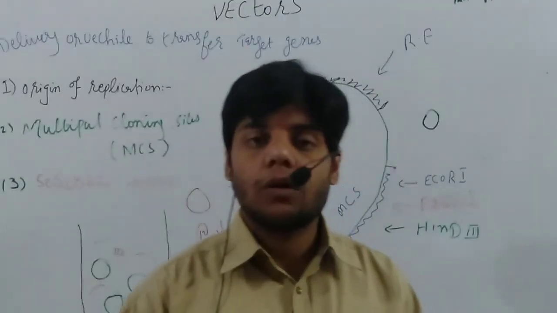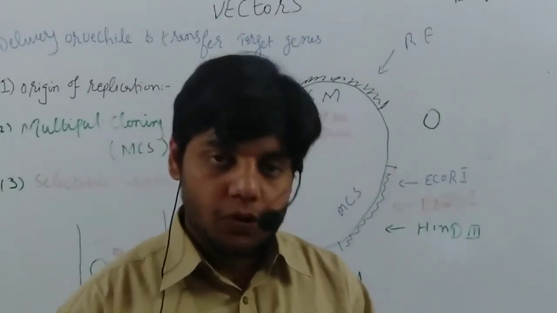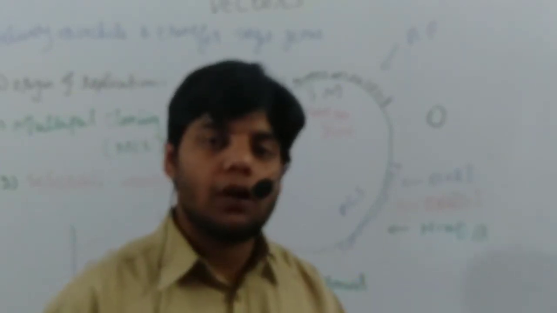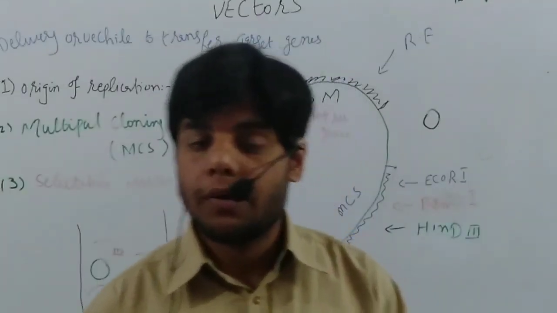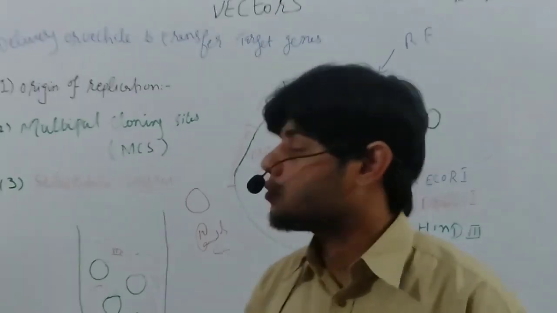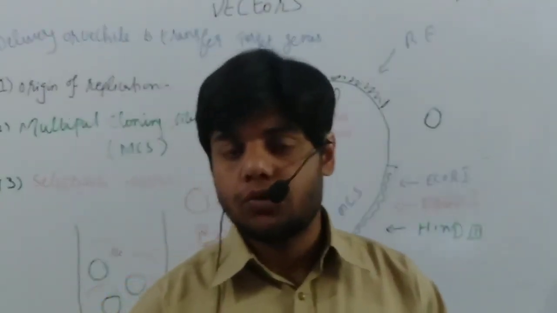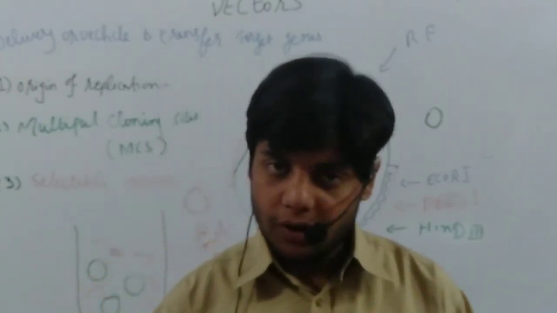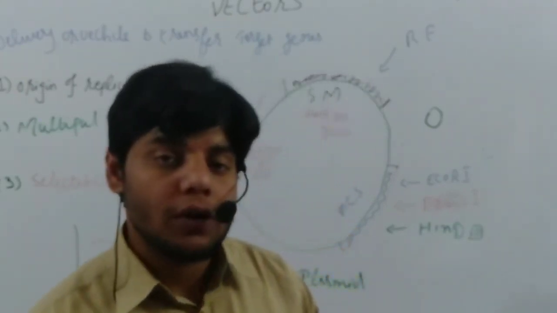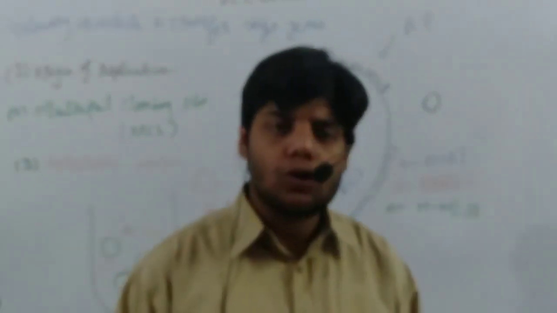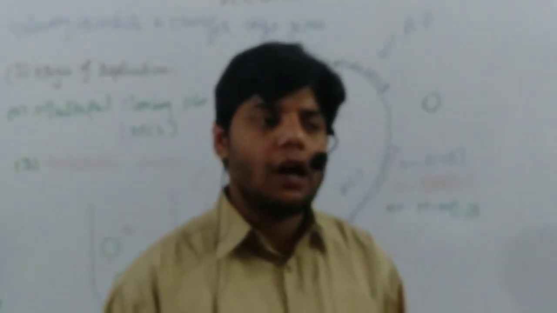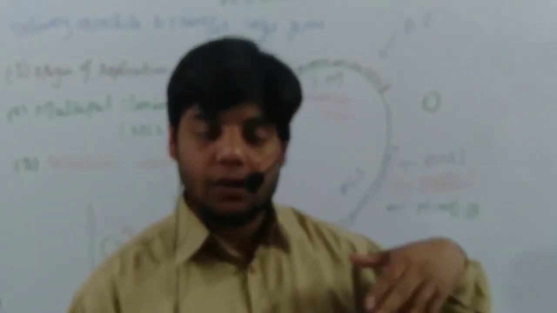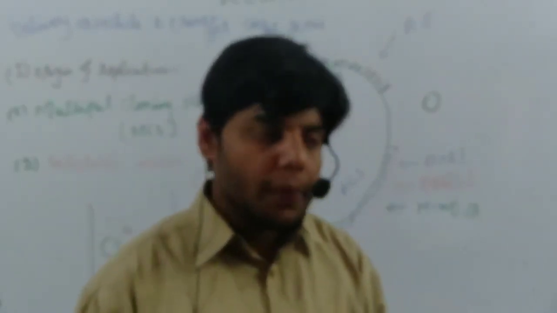Today in this video lecture we are going to talk about selectable markers. In the previous video lecture we talked about the vectors, what the main properties of a vector are, and we also talked about the types of vectors. Now this is another video lecture regarding recombinant DNA technology, and we are going to talk about selectable markers and the screening process, how we can identify whether our gene of interest is inserted or not. We also call that screening.